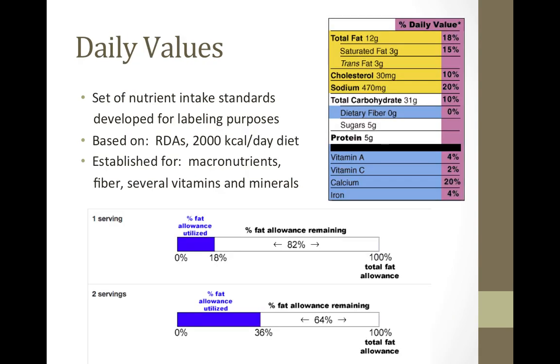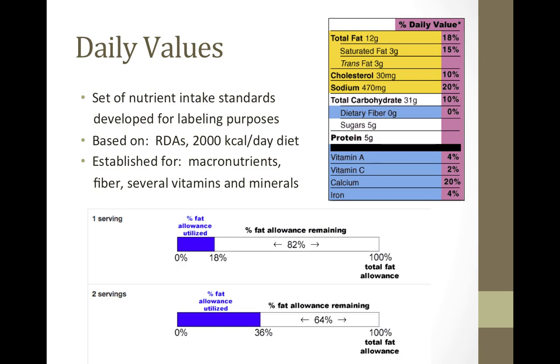Okay, so what are you going to see on food packages themselves? Probably the most important part of the food label for our class's purposes is the nutrition facts panel. Now, the percent daily values that you see on a food label are a guide to the nutrients in one serving of that food. And it's based on a standard adult diet that supplies 2,000 kilocalories per day. So it's very general.